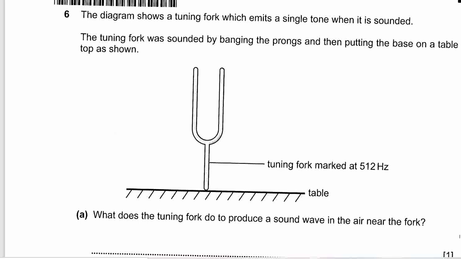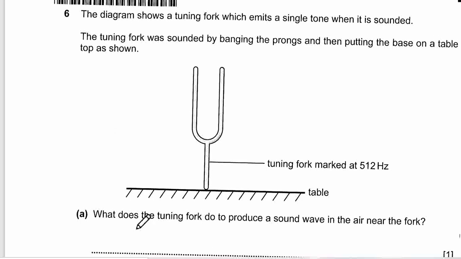Question 6. The diagram shows a tuning fork which emits a single tone when it is sounded. The tuning fork was sounded by banging the prongs and then putting the base on a tabletop as shown. The tuning fork is marked 512 Hz. This is the table.